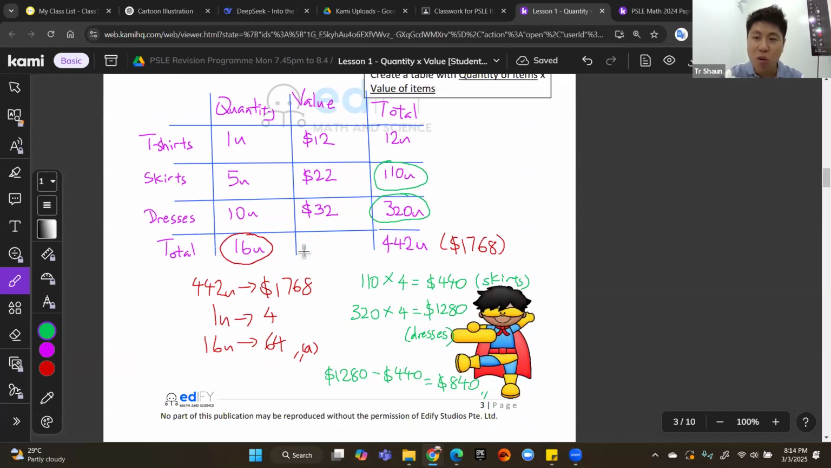The best way to solve it is using a grid like this. This is not my ace grid. This is just a grid for easy presentation, so we can call it a table as well.